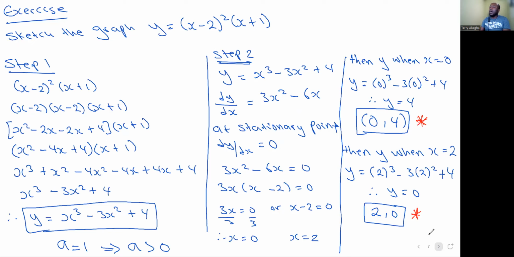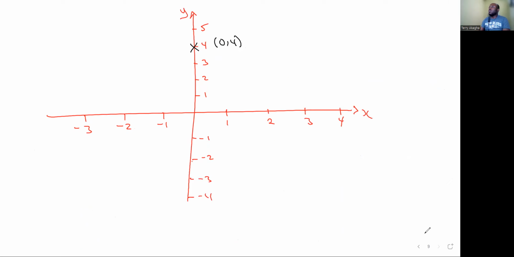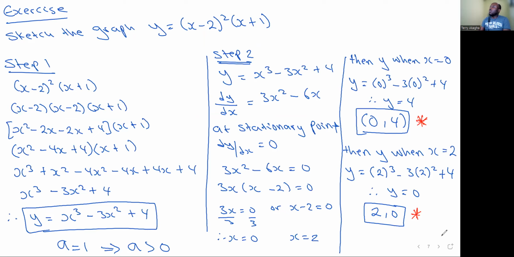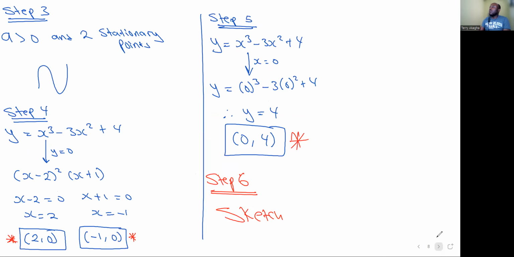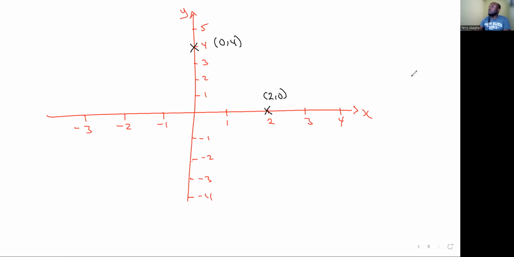The next one we have is 2 and 0. So x is 2, y is 0. So we have 2 and 0. Are you seeing it? We're done. So let's go to the next one. We're done with stationary points. The next one is greater than 0. So at the end of the graph, we're expecting the graph to look like this.